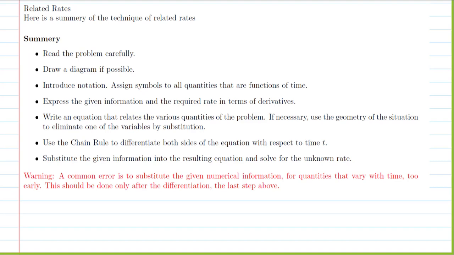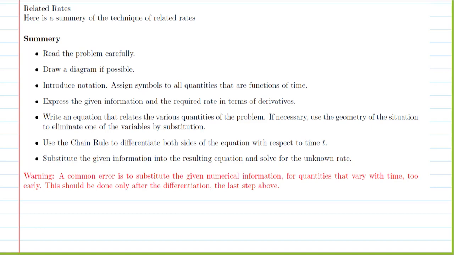So in Chapter 3, Section 9, we're going to be discussing the topic of related rates. So the idea of a related rate is, well, rates are slopes, and we know that slopes are derivatives. So the idea is, if we know the derivative of one function or one variable, can we use this to determine the derivative or the rates of change of other variables?